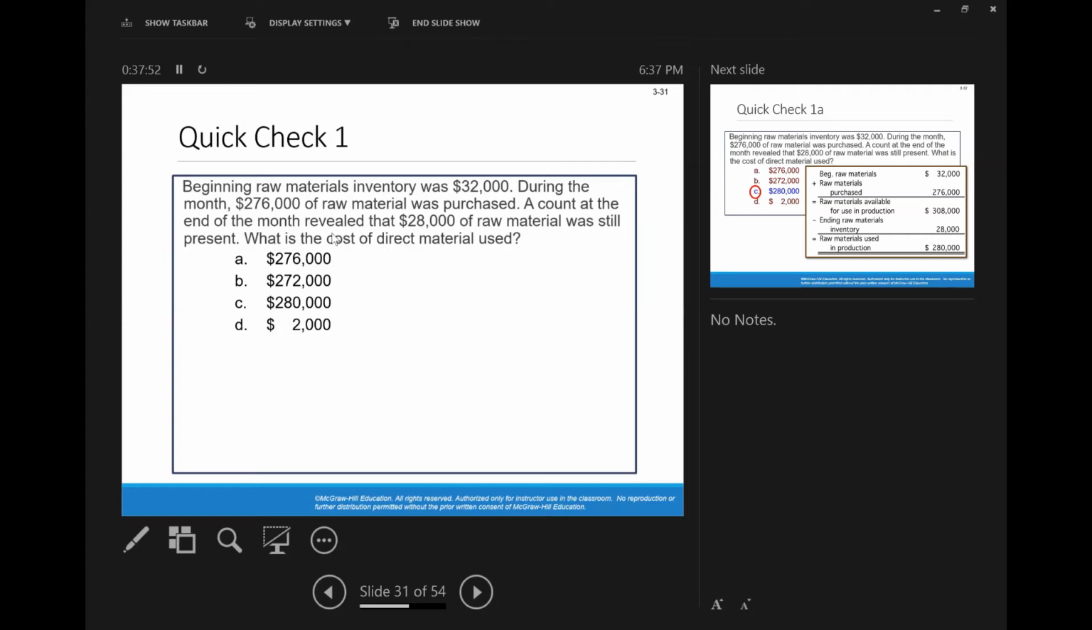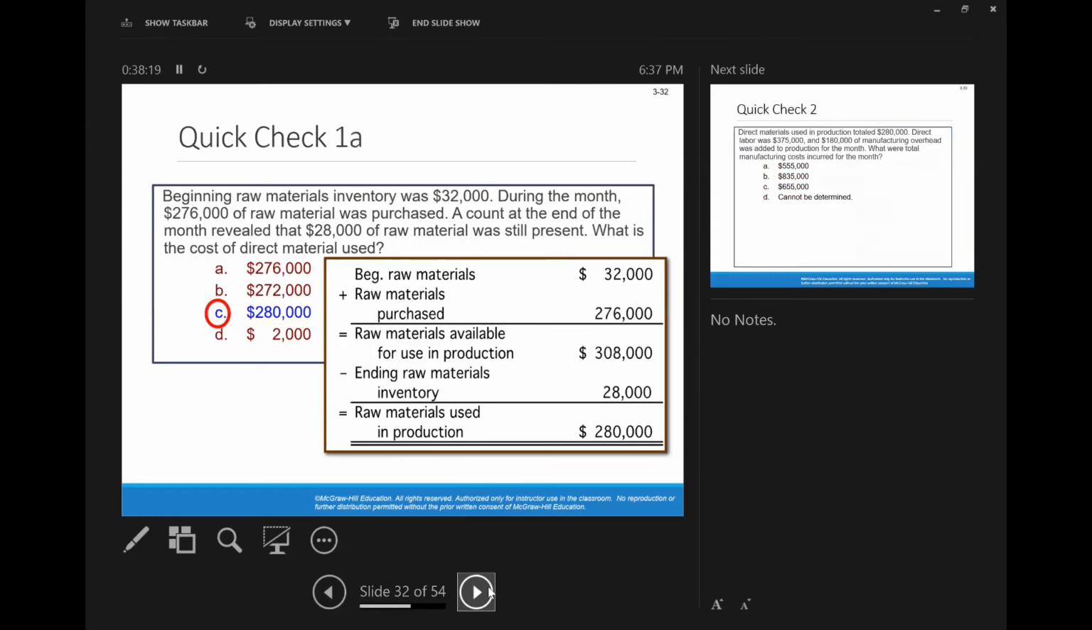So what is the number? Do the calculation, it's quick. So what am I doing? Tell me, I'll put it in the calculator. What are we adding? 32,000 plus 276,000 minus 28,000. And so your answer is 280,000. So that's what I have that I've used in direct materials, the 280,000.